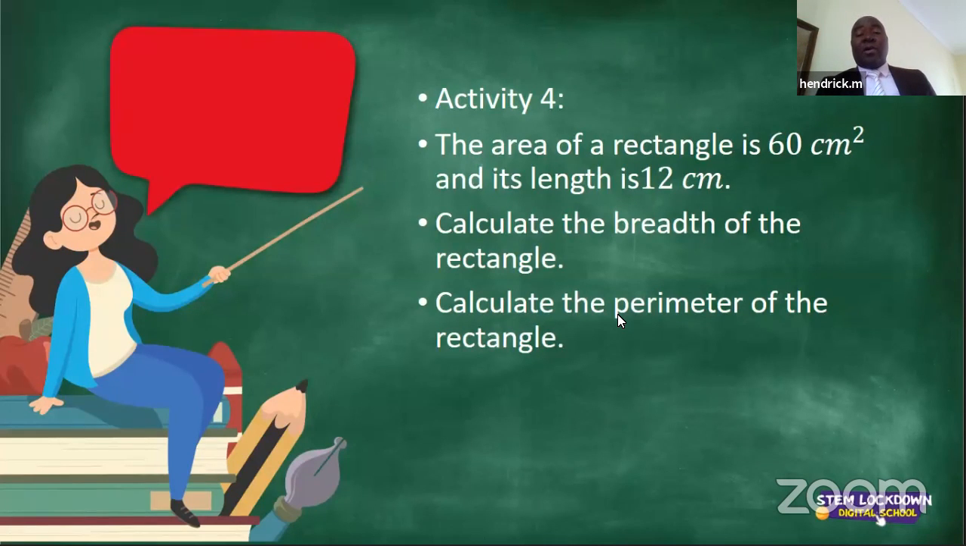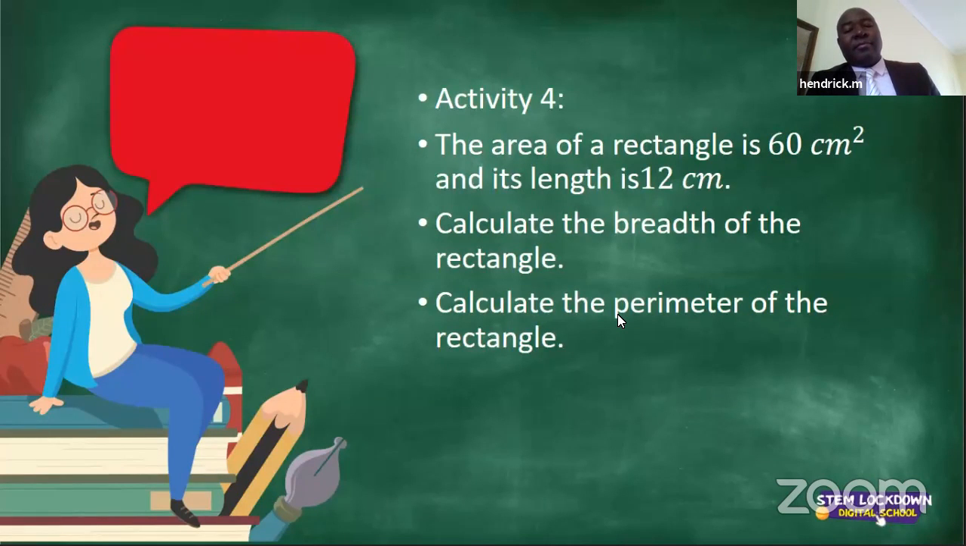You are given the area of a rectangle. You are also given the length. Calculate the breadth. May I please do the perimeter, because I don't understand the breadth. Okay, but do you know the formula to calculate the area? Yes. What is the formula for the area of a rectangle?